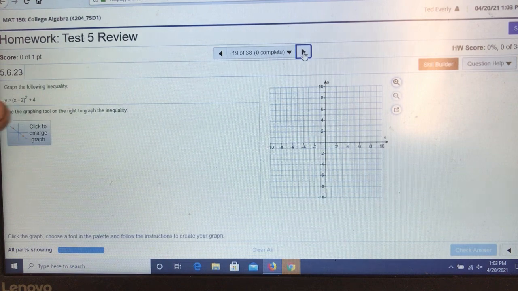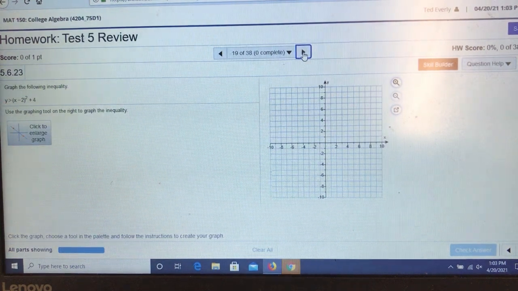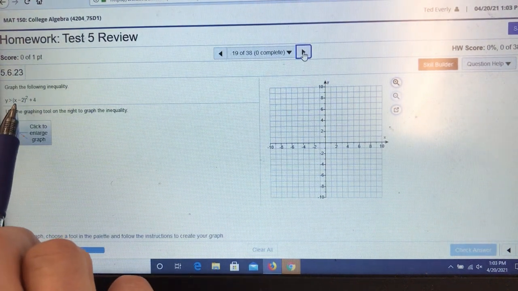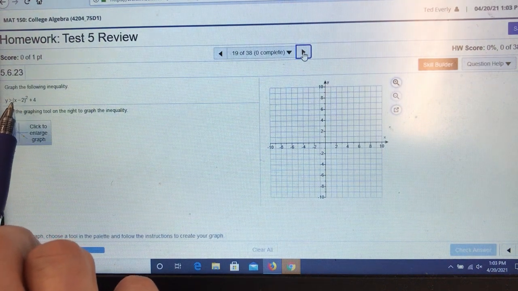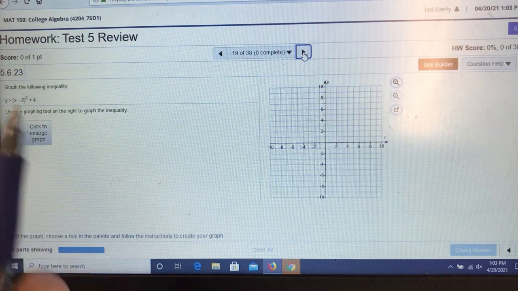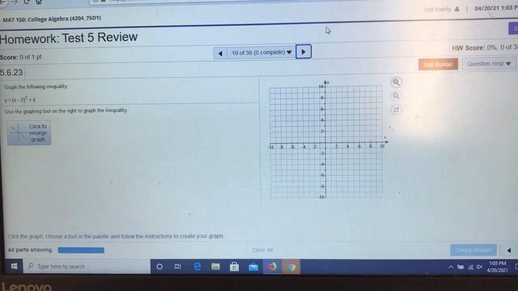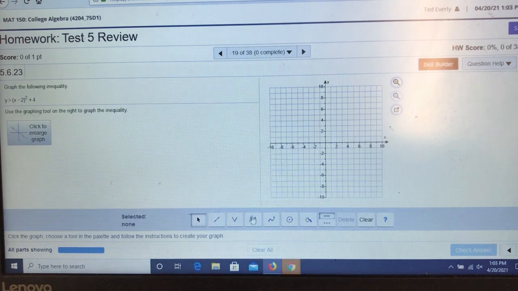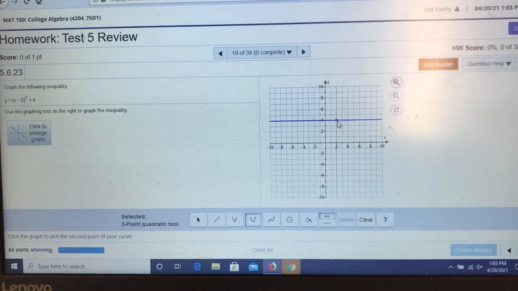This is a parabola. And if you notice right here now, I've got x minus 2, which means the x vertex value is 2, and then there's a y value of 4. So 2, 4 is my vertex. All right, so I'm going to graph this thing. Click the graph. It's a parabola, so I click the parabola. And then I'm going to go to 2, 4. Right there's my vertex. I'm going to click it.